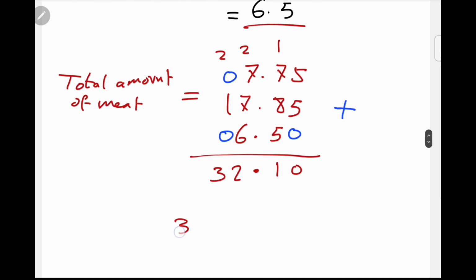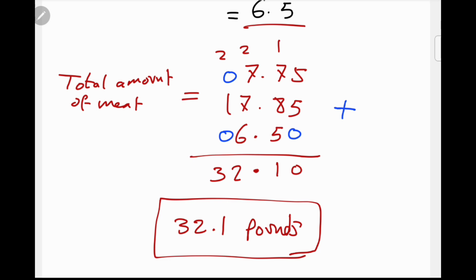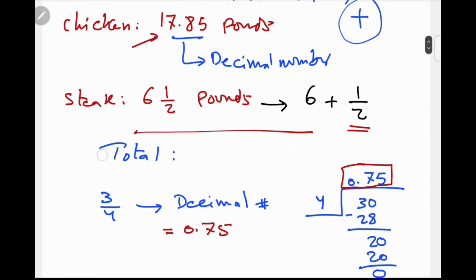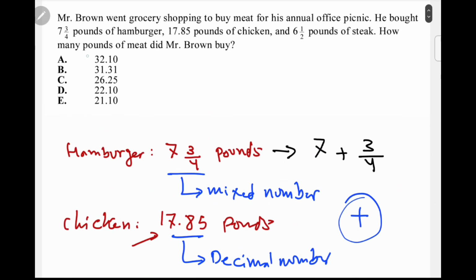So the answer is 32.1 pounds. That's the total amount of meat bought. So the answer is A. That's it.